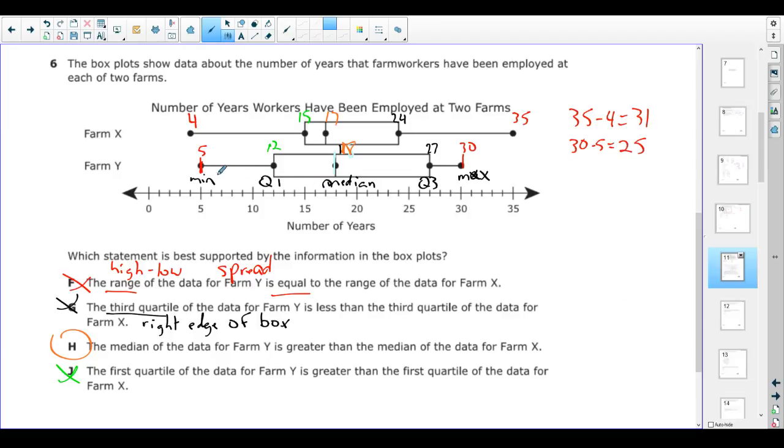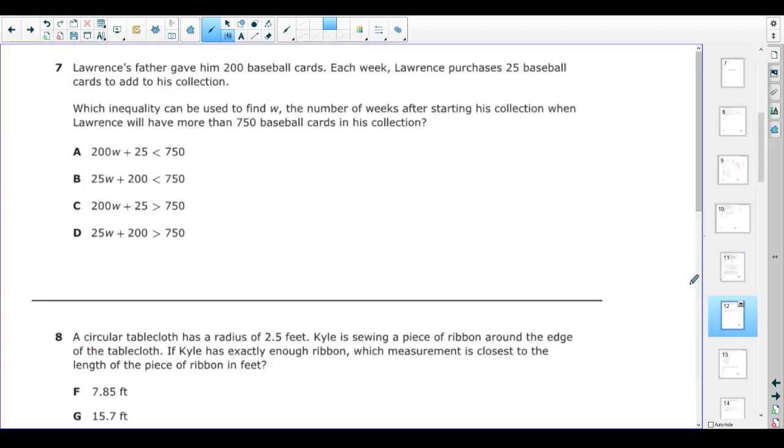Okay. So you just need to remember what the name of these 5 points are. Okay, number 7. Lawrence's father gave him 200 baseball cards. Each week he purchases 25 to add to his collection. Which inequality represents the number of weeks when he will have more than 750 cards?